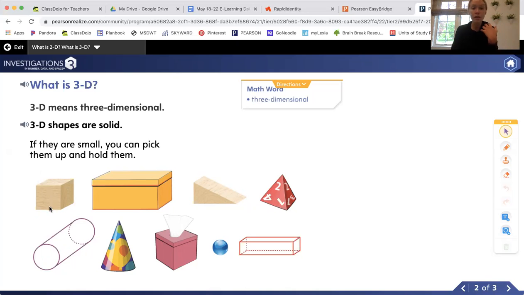Okay, so some examples of 3D shapes are the blocks that we have at school, these cubes, maybe a shoe box where you get your shoes in. Over here, this is like a dice. It's a triangular prism dice. Okay, a tissue box in the classroom, maybe a party hat, a marble, like I said, my water bottle, that's a type of 3D shape.